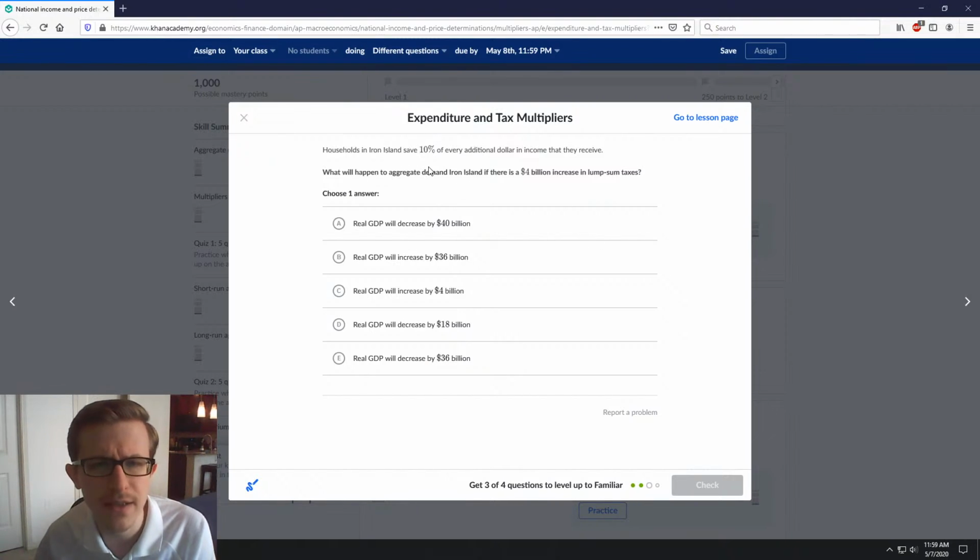So households in Iron Island save 10% of every additional dollar in income they receive. So if they're saving 10% of every dollar, what does that mean for our MPS? What is our MPS and what is our MPC?